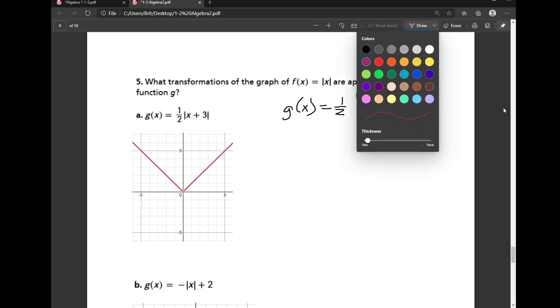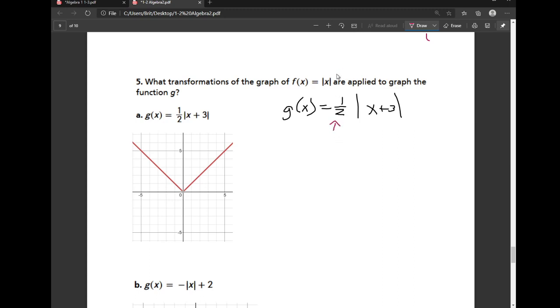Alrighty, so this first one. There's a 1/2 being multiplied outside the function, so it's a vertical change. Because it's multiplication, it's either a stretch or a compression. Now with the vertical stretches and compressions, if a is bigger than 1, it's a stretch. And if a is between 0 and 1, it's a compression. So that 1/2 there is between 0 and 1, so this is a vertical compression by a scale of 1/2.